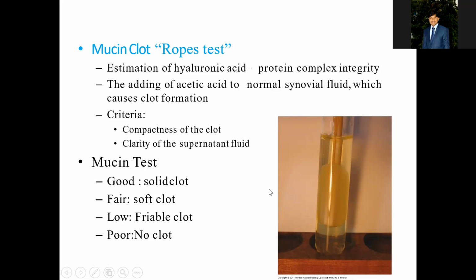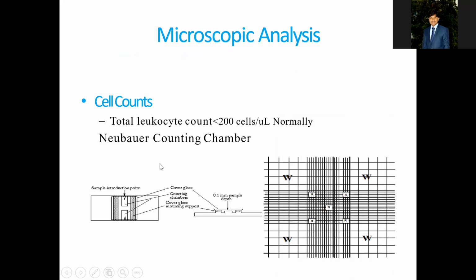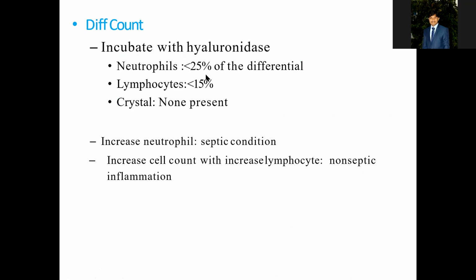Synovial fluid aspiration is examined microscopically with cell counts and a differential cell count. Normally, the leukocyte count is less than 200 cells per cubic mm. A Neubauer counting chamber is used for the cell count. Neutrophils are less than 25% and lymphocytes are less than 15%. Normally, crystals are not present. In septic arthritis, increased neutrophils occur. Increased cell count with increased lymphocytes is seen in non-septic inflammation.